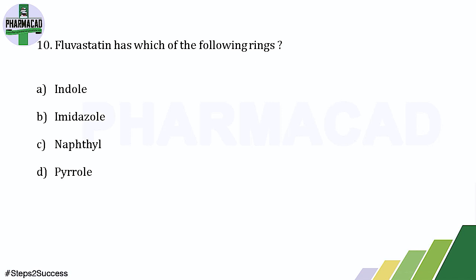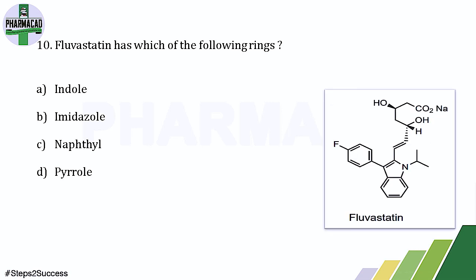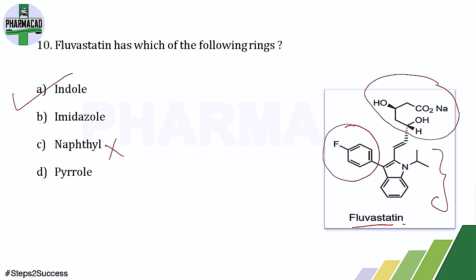Next we have, fluvastatin has which of the following rings? If we see the structure of fluvastatin, we have a fluorophenyl group over here. Unlike simvastatin, fluvastatin has an indole ring. So this is an indole ring structure, hence the correct option is not naphthyl, it is indole. And here you can see the glutamic acid residue. So the correct option for the fluvastatin ring is indole.